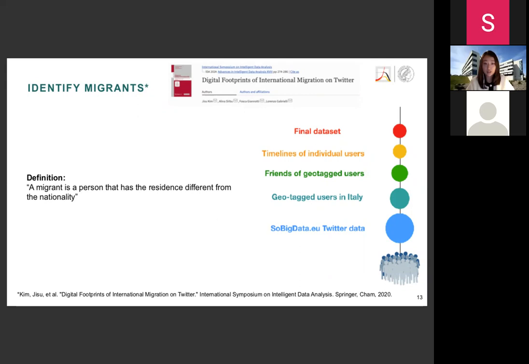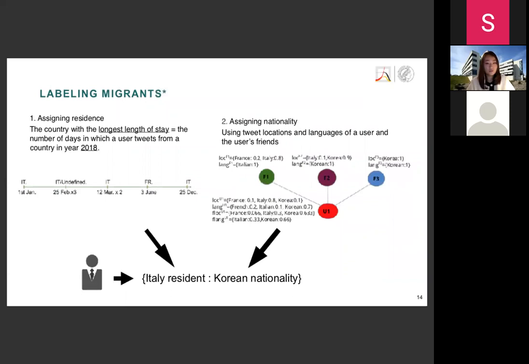This means that we first identify or assign the resident country of the users, and we do this through looking at the timestamp of their tweets, and we count the number of days spent in the country. So for instance, in this example here, you can see that the user for the majority of the time stayed in Italy, although this person had traveled to France for a certain period of time. We know that for this person, the usual place of residence was Italy in that year. And hence the label of resident country was given as Italy for this user.